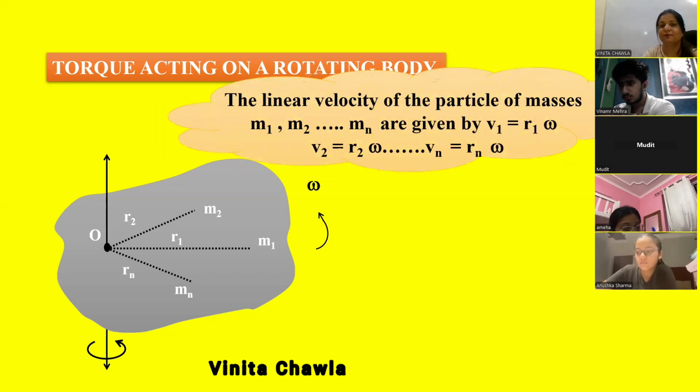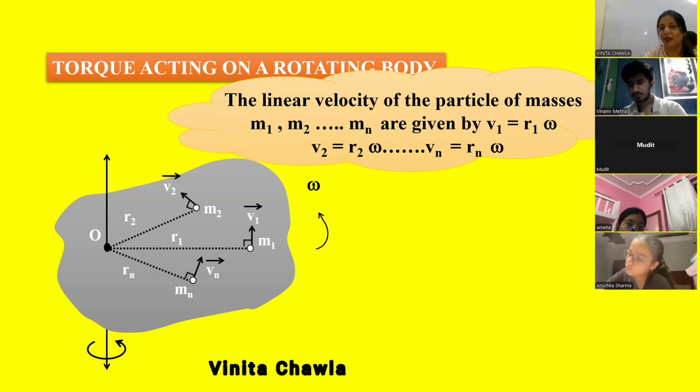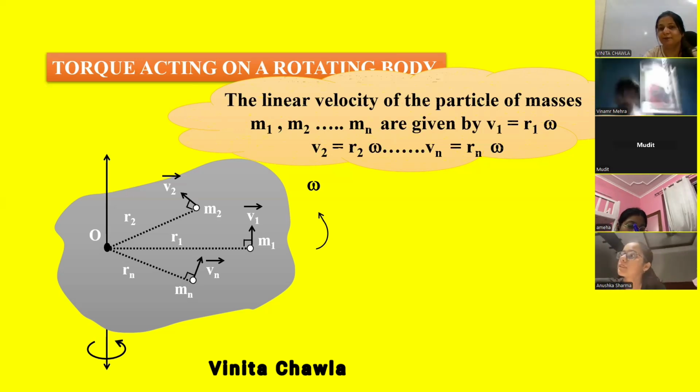Okay, please draw this. We can write linear velocity in terms of angular velocity. And what is the relation? V1 is R1 omega. This we had done in the previous class, right? V1 is R1 omega. V2 is R2 omega. V3 is R3 omega. Similarly, we can write for nth particle, linear velocity of nth particle is Rn omega. Okay. So these are the velocities with which these individual particles are moving.